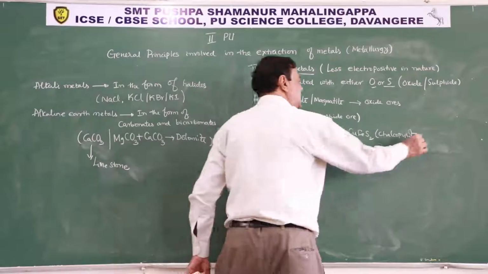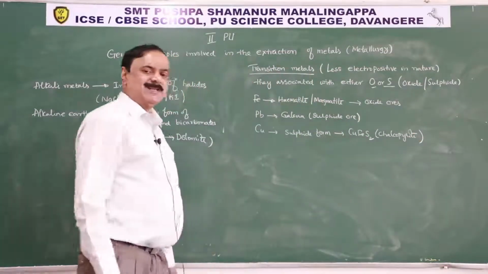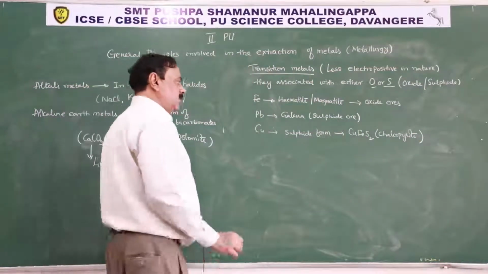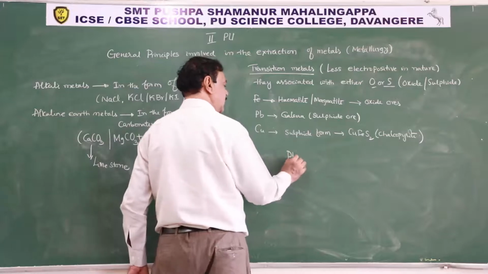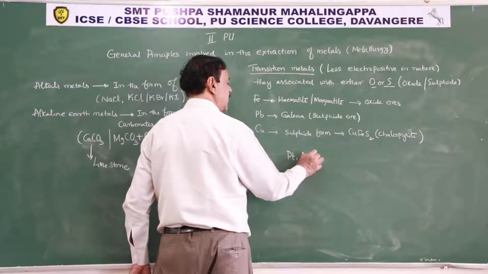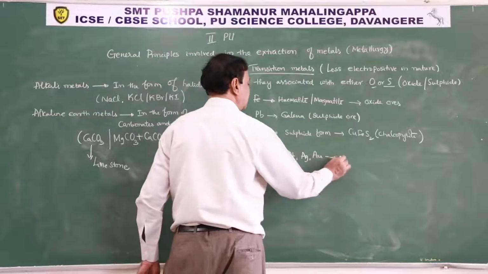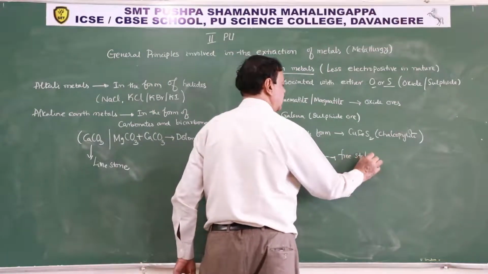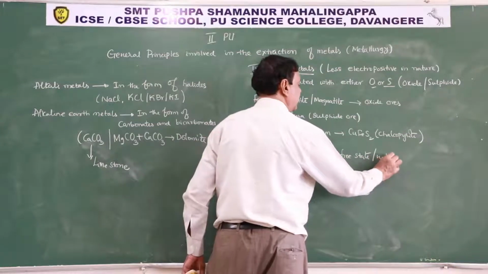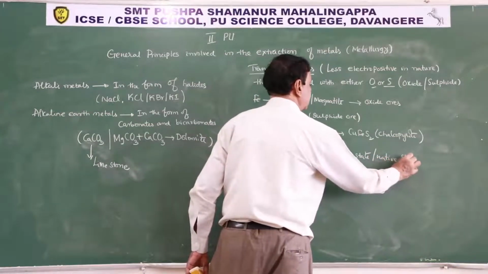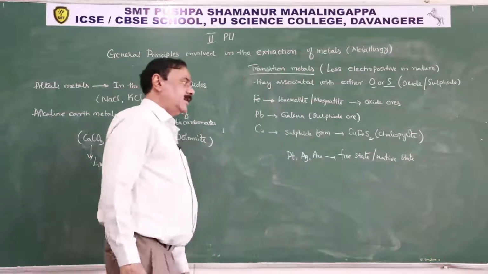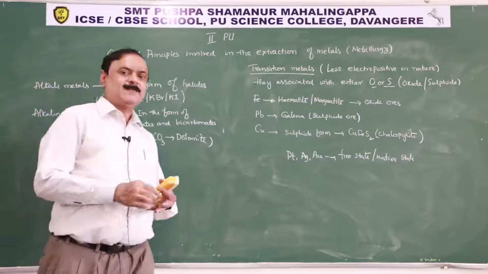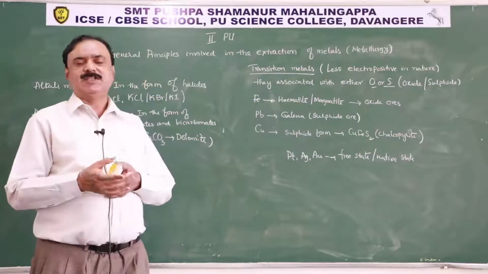Now, how do these metals occur in nature? Very few of them, platinum, silver, and gold, these three metals occur in free state or native state. Is it clear how these metals occur in nature?